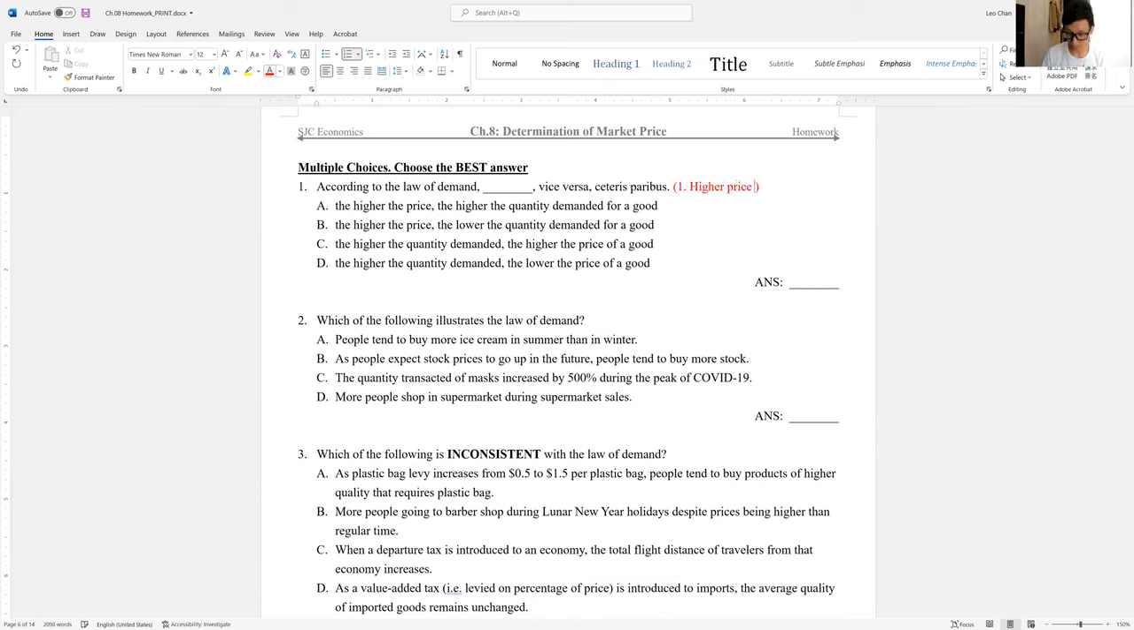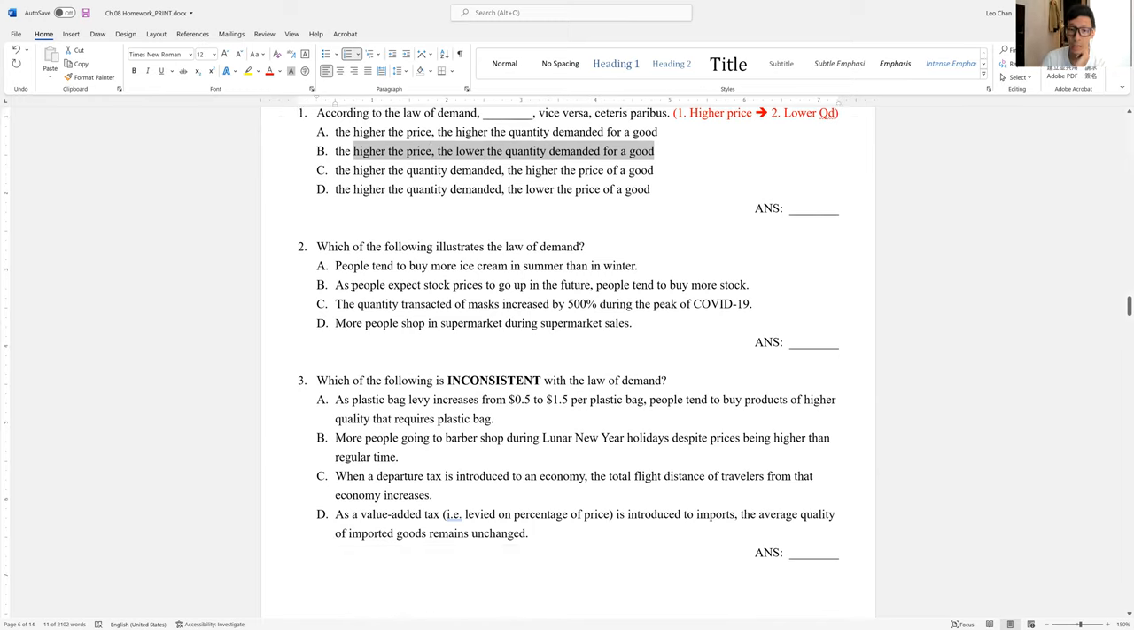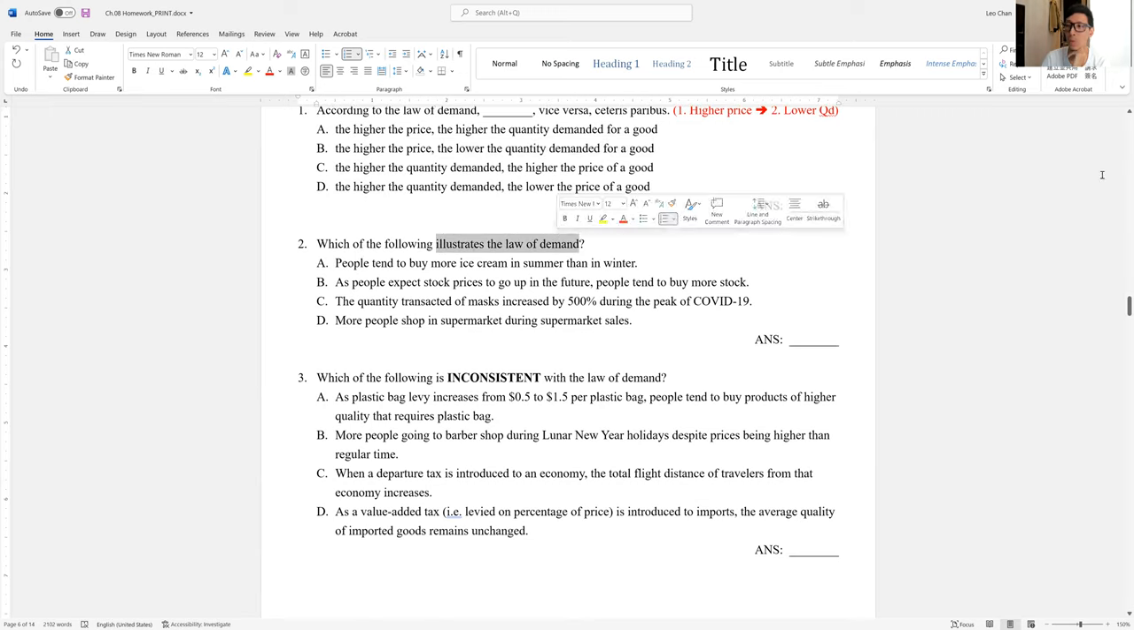Law of demand says the higher the price, the lower the QD, and vice versa, meaning the reverse works too: the lower the price, the higher the QD, ceteris paribus, or other things being equal, depending on which origin you're talking about. Remember, price must go first, then quantity demanded goes second. Answer B here, nothing else. It cannot be reversed, and the direction must also be correct. Now, which of the following illustrates the law of demand?